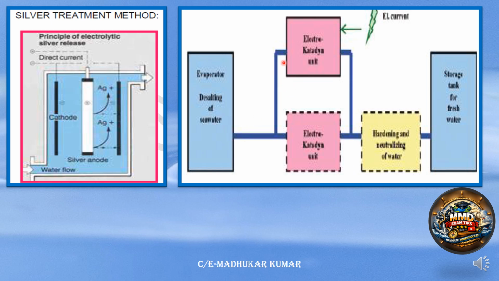You can see here the block representation of the diagram. The evaporator water which is being produced passes through electro-katadyn units 1 and 2. One is in use, another is on standby. And then after that it passes through the hardening plant, neutralizing plant and so on, which adds the minerals and the taste. Taste enhancement is also there, and filtration as well. After that, the sterilized and mineralized water is supplied to the storage tank or for domestic purposes. You can use it. Okay.